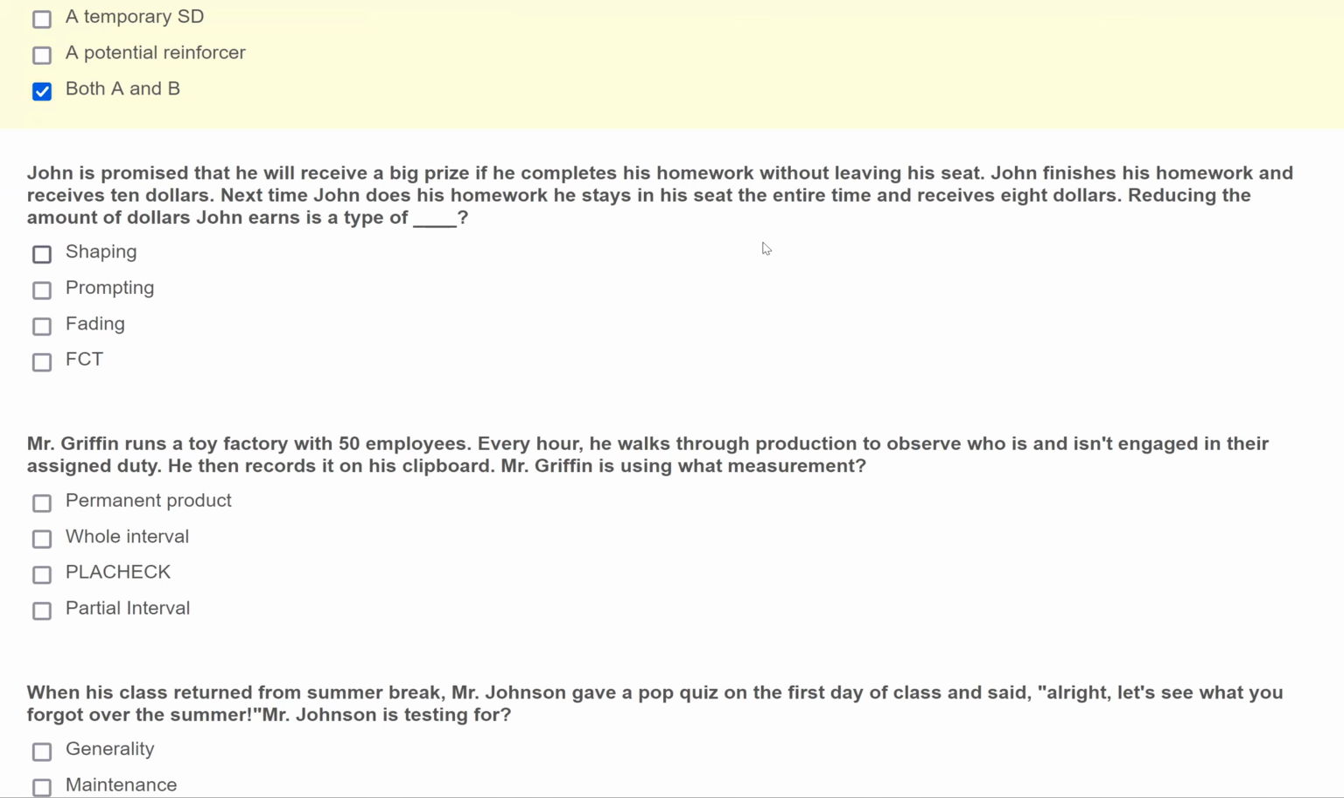We're fading out the reinforcement because we don't, for the rest of John's life, want him to receive a full $10 just for staying in his seat when completing a task. So now that he's capable of doing it, we start to fade out our reinforcement, try to strengthen that behavior, and start working on maintaining that behavior. FCT is functional communication training. We're not teaching communication here. We are using a consequence strategy of positive reinforcement to try to increase John's behavior and now try to strengthen and maintain by fading out the amount of reinforcement John is receiving for engaging in the target behavior. Reducing the amount of dollars John earns is a type of fading.